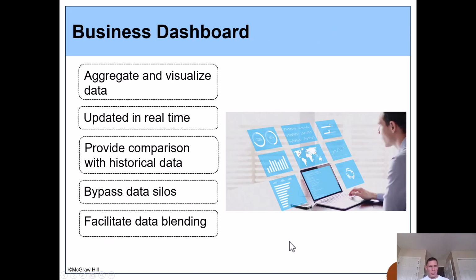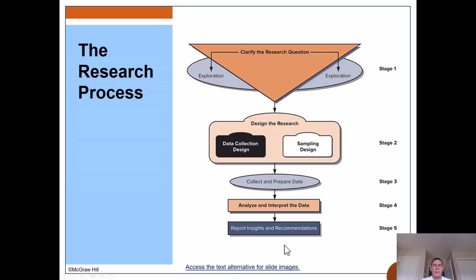So, speaking of business dashboards, if you want to define it more formally, we could say we use it to aggregate and visualize. Aggregate, just think of a bigger picture, updated in real time in a lot of cases. In most cases, it provides comparison with historical data, bypasses data silos, and facilitates data blending. Again, just think about the dashboard of your car. You don't have every single thing that's going on in the car, right? You just have the key things that you need to know, like speed, fuel level, etc.